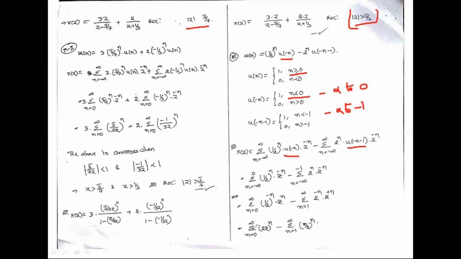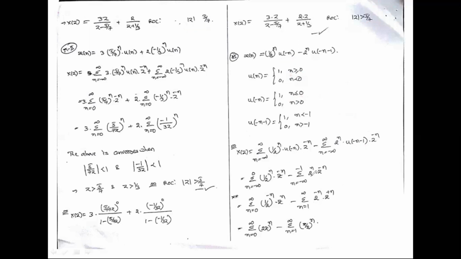Sum from n equals 0 to infinity of (2z)^n, because the 1/2 goes to the numerator as 2z. Minus is there here. (1/2)^-n means 2^n only. And minus the sum from n equals 0 to infinity; this is 2^-n and the z. Now it becomes (z/2)^n.